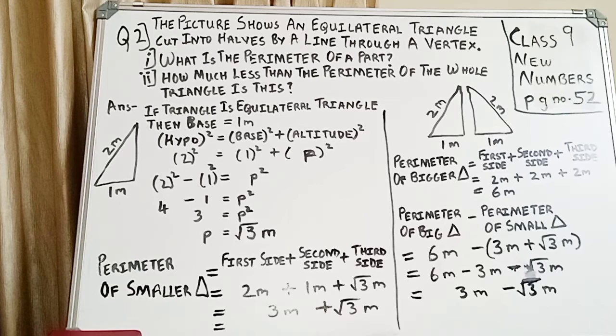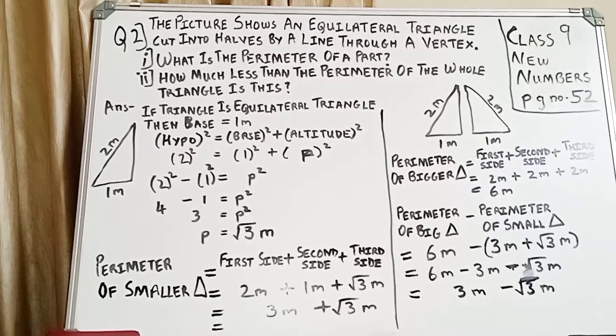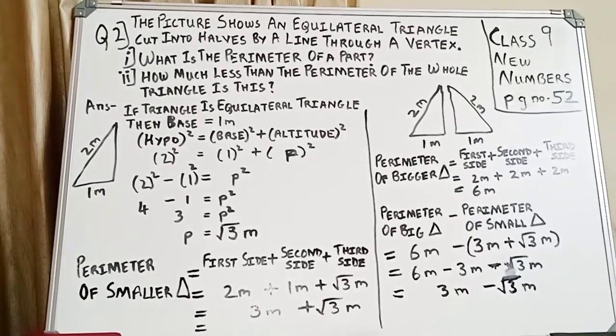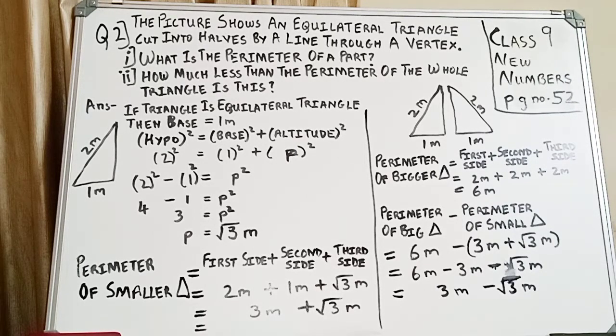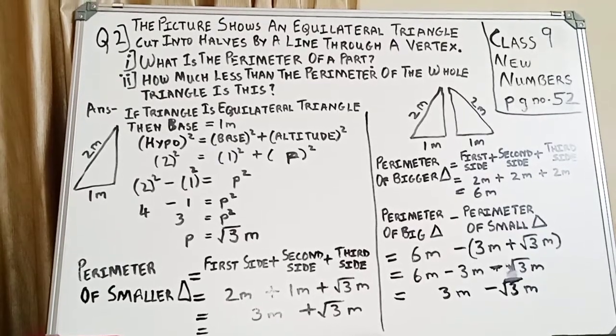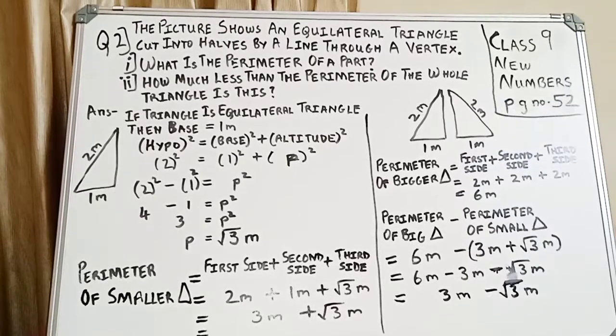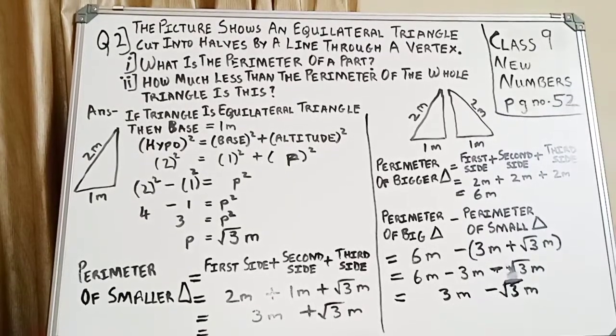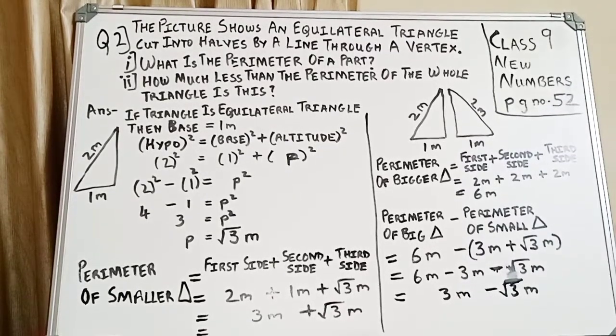Hello students, today we will be discussing class 9 real numbers and we are on page number 52 and we will be discussing the second question. So the second question is as follows. The second question shows that in the picture there is an equilateral triangle.